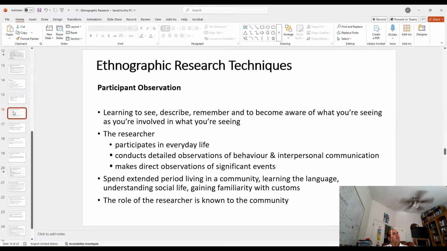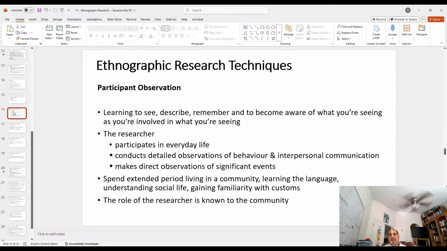Okay. So how do you observe? Different types of observation. Okay, first of all, the method is participant observation, because you're an observer, but you're also sort of a participant. You're in that natural setting. You learn to see, describe, and remember, and to become aware of what you're seeing. As you're involved in what you're seeing, you participate in everyday life. You conduct detailed observations. You take field notes. You make direct observations of events that may be unique to understanding the larger culture. You spend extended periods of time living in the community, learning the language, understanding life, customs.